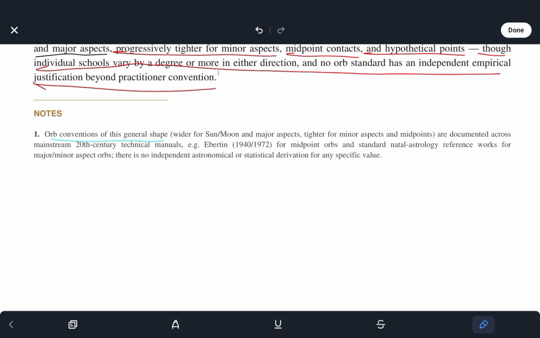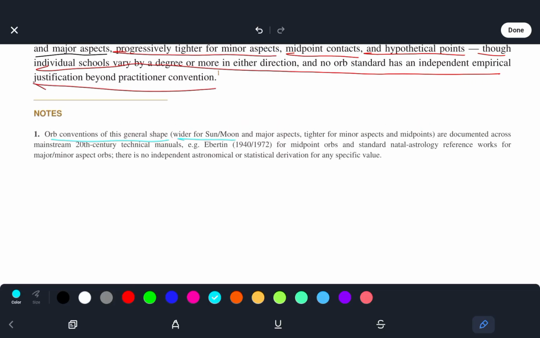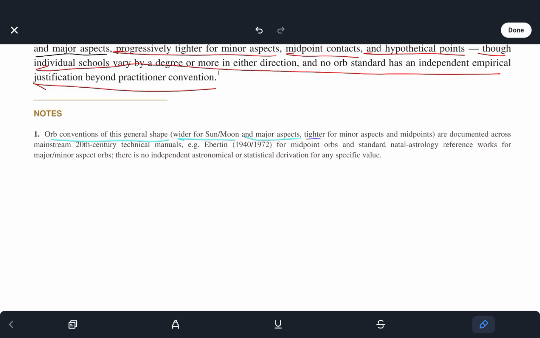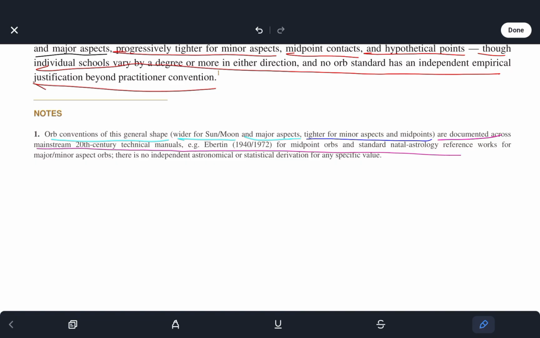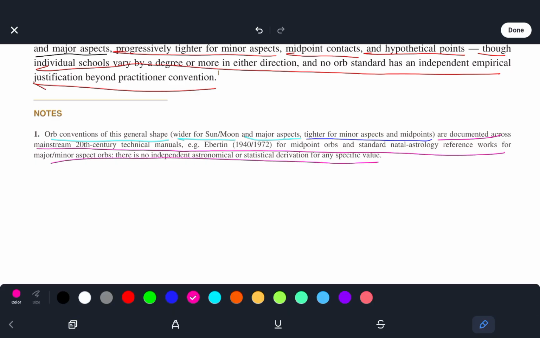Orb conventions of this general shape, wider for Sun, Moon, and major aspects, tighter for minor aspects and midpoints, are documented across mainstream 20th century technical manuals. For example, Ebertin for midpoint orbs and standard natal astrology reference works for major and minor aspect orbs. There is no independent astronomical or statistical derivation for any specific value.